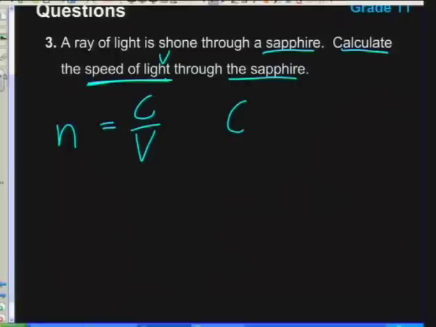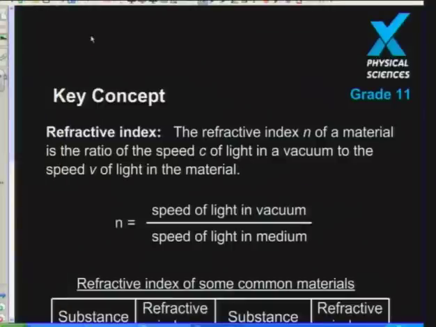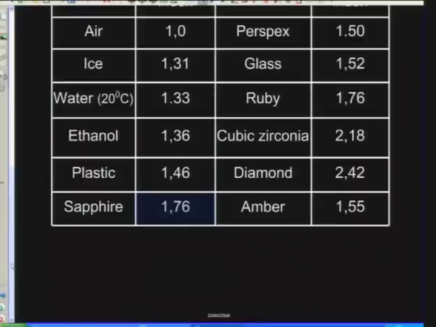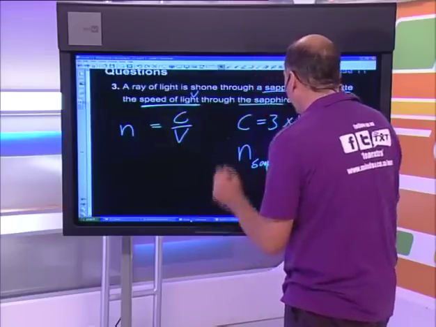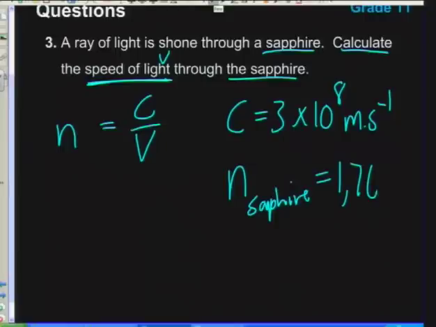Now, we know that c is the speed of light in a vacuum. It's 3 times 10 to the 8 meters per second. But what we need now is to find the refractive index of sapphire. Now, if you remember, we had a whole table of them. I've just made a copy of that table. Let's go and have a look if we can find sapphire on it. There it is, right at the bottom. Sapphire is 1.76. Pumi, will you remember that for me? Oh, yeah. 1.76 if I need it. So the refractive index of sapphire was 1.76.